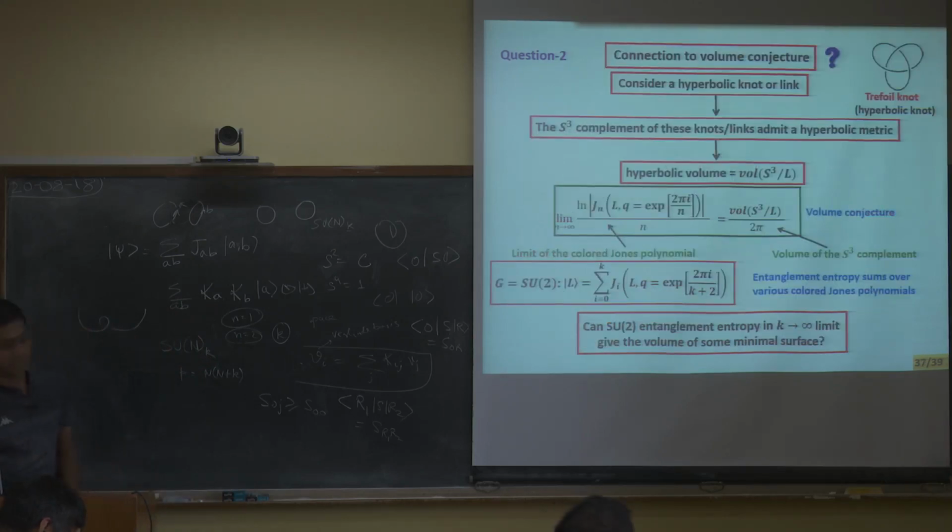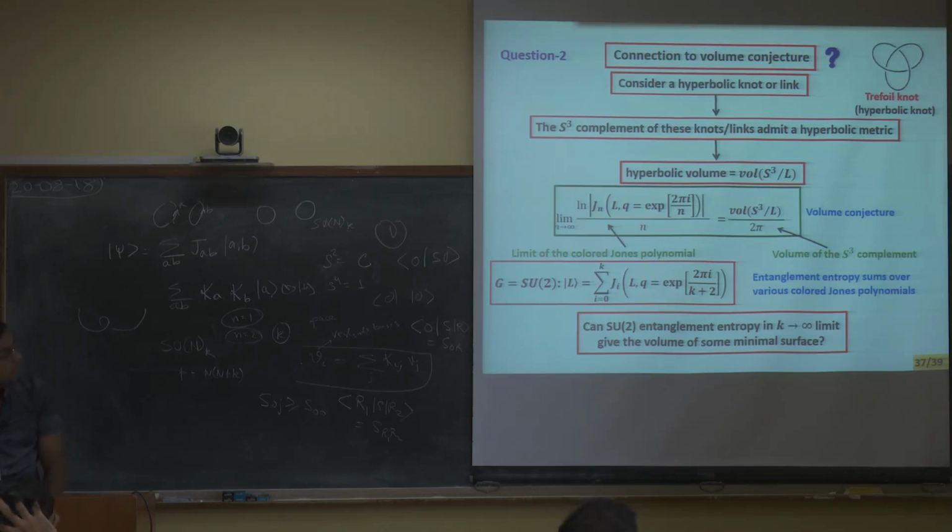Okay, so the second question is to look at the volume conjecture. The volume conjecture simply says that the limit of the Jones polynomial for a hyperbolic knot is related to the hyperbolic volume of the knot complement. Here our entanglement entropy is like a sum over the Jones polynomials. So one can ask what happens when we take the k goes to infinity limit of this entanglement entropy. Is it related to the volume of some surface, similar to the volume conjecture?